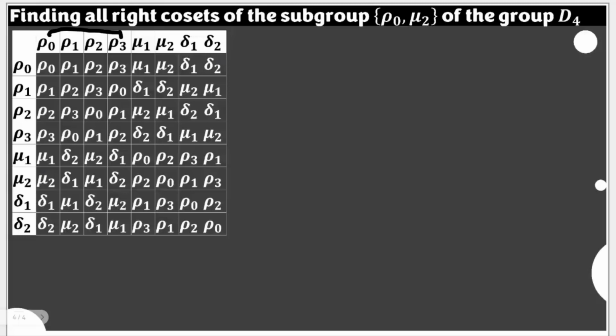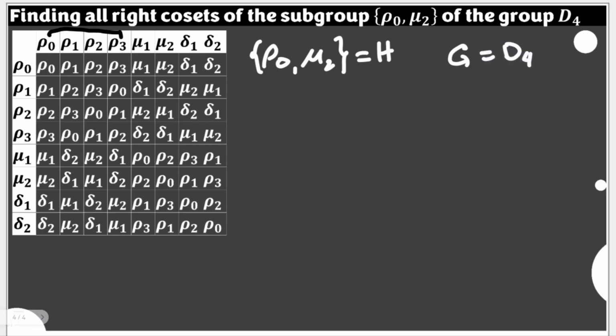Our subgroup here, as mentioned, is rho sub 0 and mu sub 2. Let's label this as H in the meantime, and our G is D sub 4. Take note that D sub 4 is not the set S sub 4 with 4 elements. D sub 4 has 8 elements, because it contains all 8 permutations.